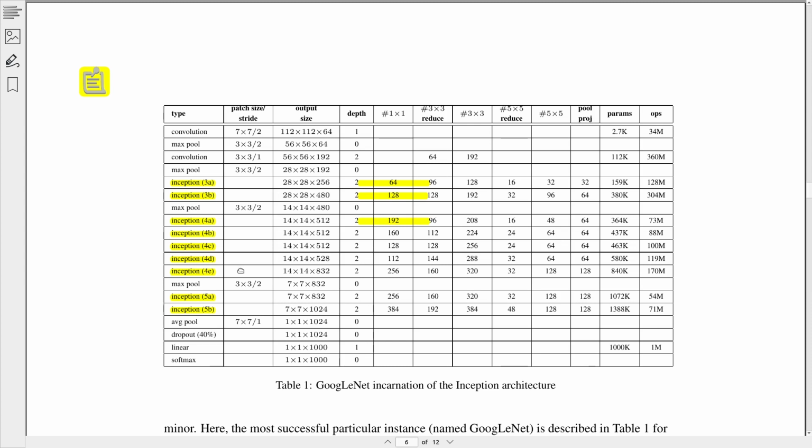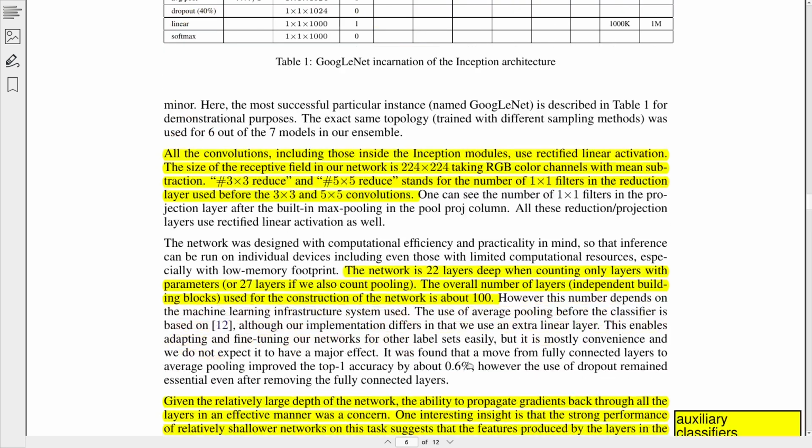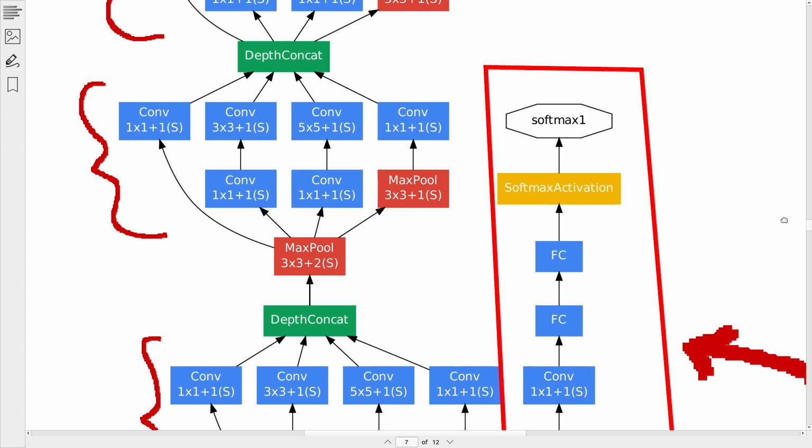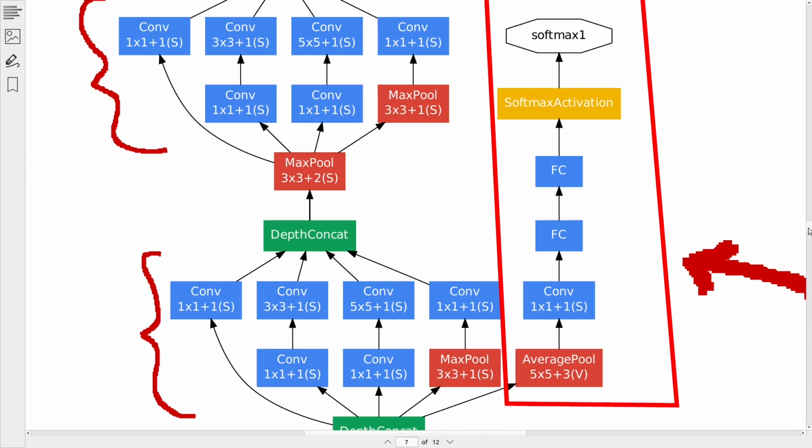And looking at this diagram, the auxiliary classifier layers are connected to the output of Inception 4A, that is this one, and Inception 4D, that is this one. And going back to this tree diagram, on the architectural details of each of these classifiers.